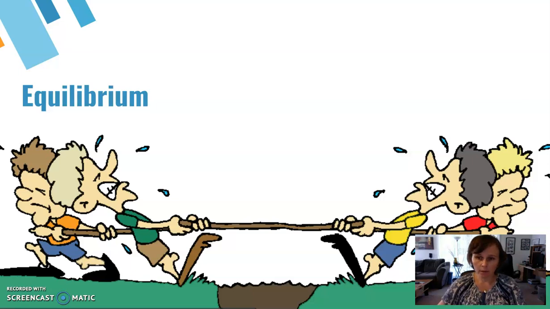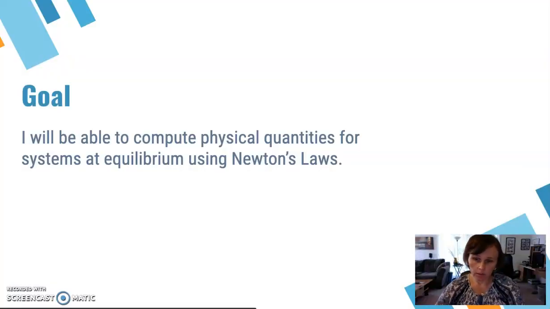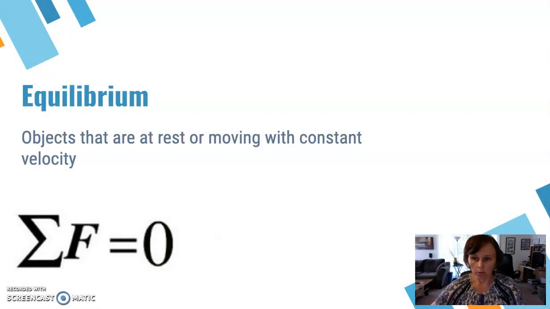Hi everyone! Today's video is going to be about equilibrium, and the goal for today's video is that I will be able to compute physical quantities for systems at equilibrium using Newton's laws. In order to do that, we first need to know what equilibrium is.